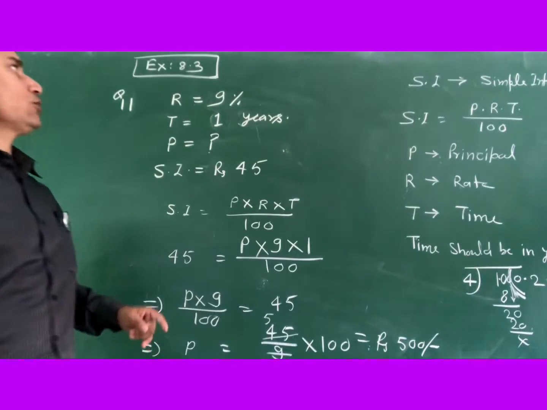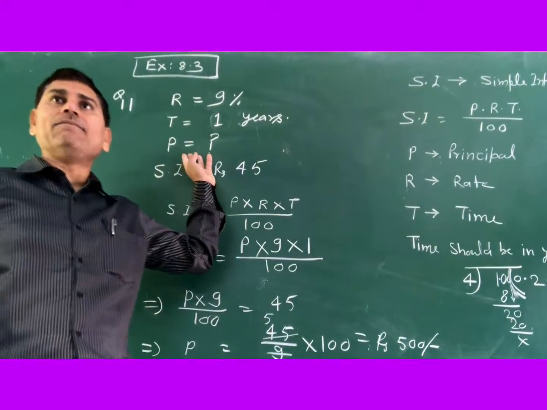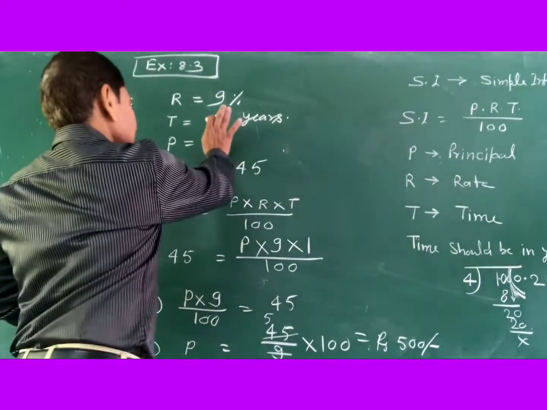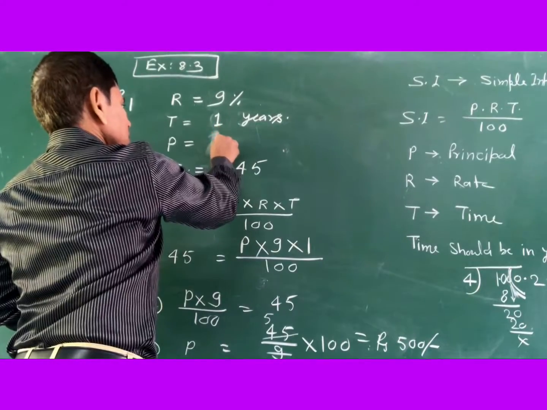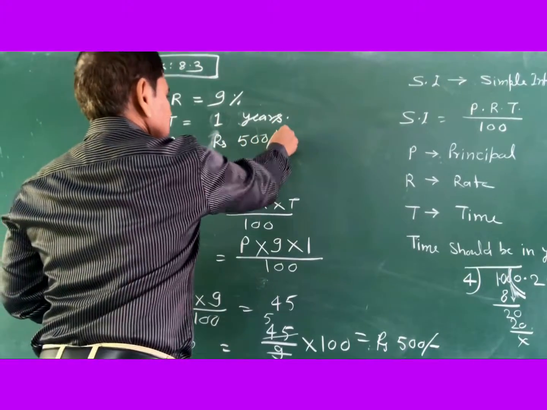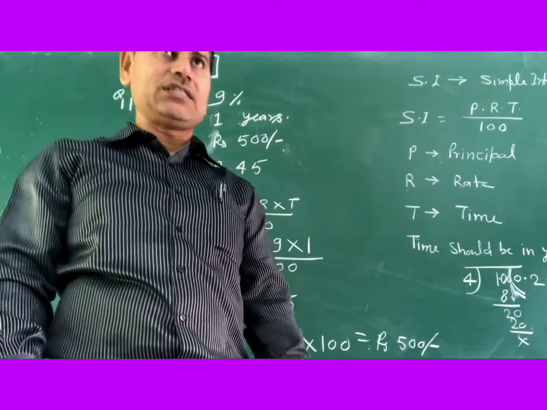So how much did your principal amount come out to be? Sir, 500. So this is the answer. Rupees 500 is the principal amount for this question.